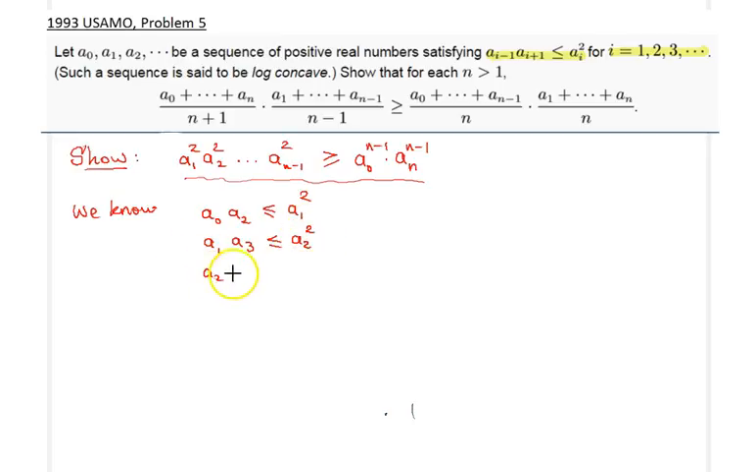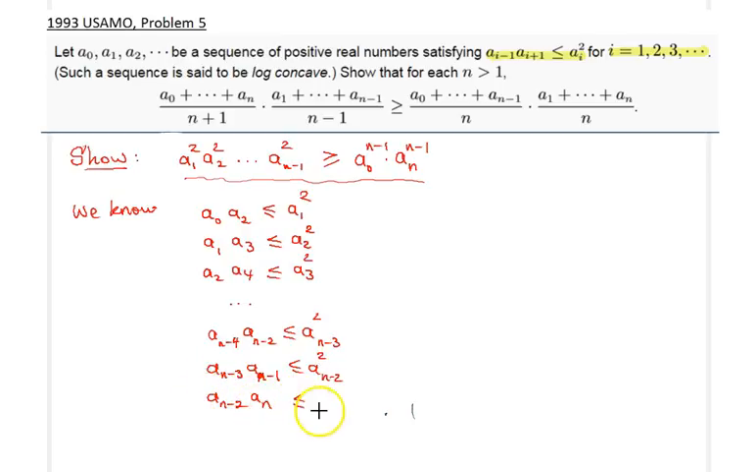Let me write down a few more terms. That would be a sub 3 squared, and finally I will have something like a sub n minus 4 times a sub n minus 2 less than or equal to a sub n minus 3 squared, a sub n minus 3, a sub n minus 1 less than or equal to a sub n minus 2 squared, and finally one more, so a sub n minus 2, a sub n less than or equal to a sub n minus 1 squared. So we are given this set of inequalities here, and from here's my objective.